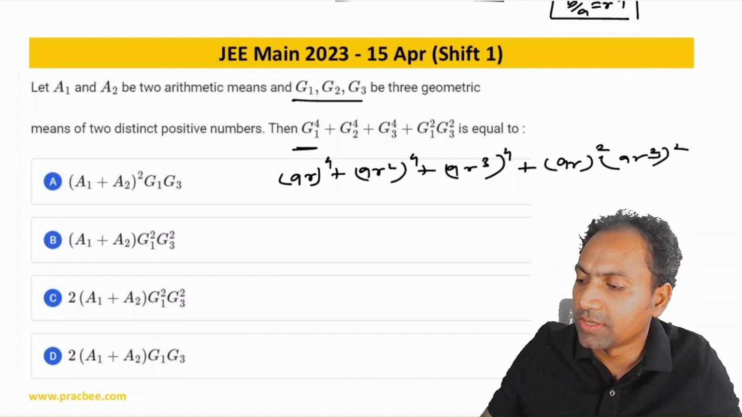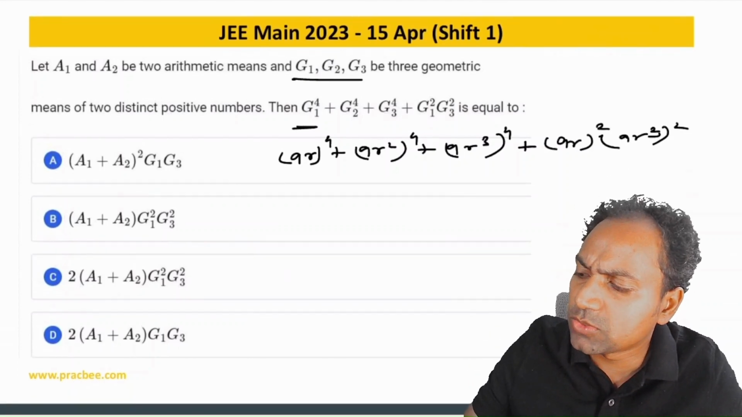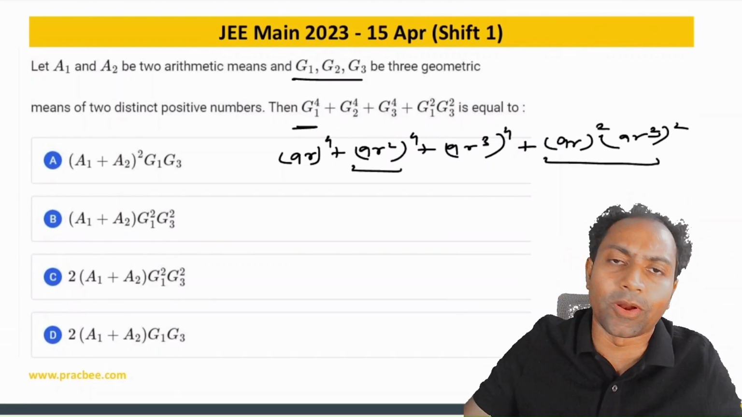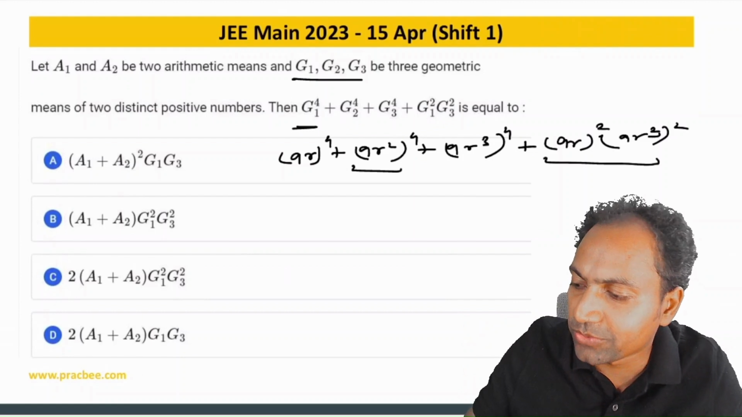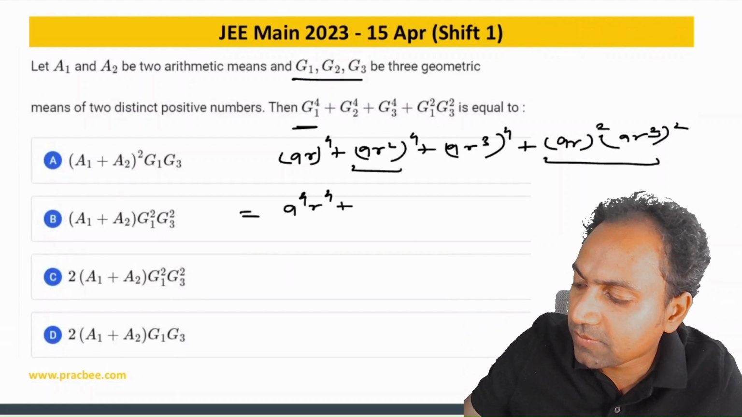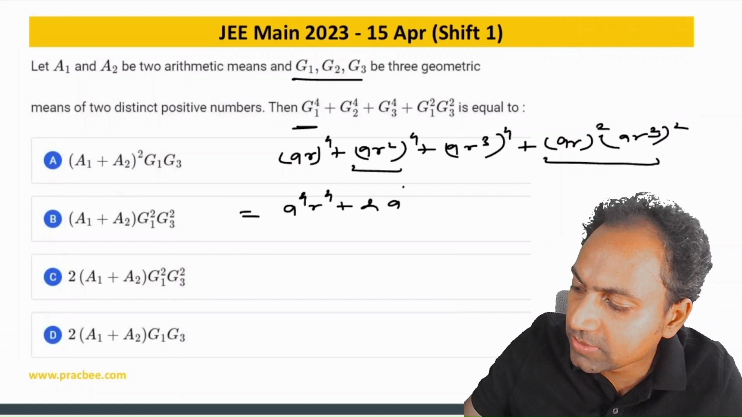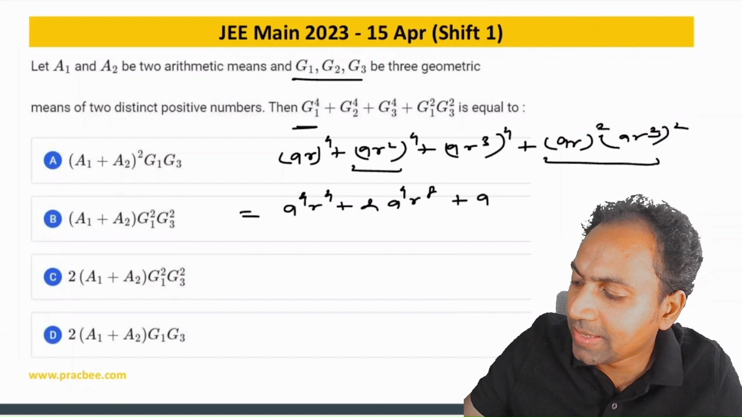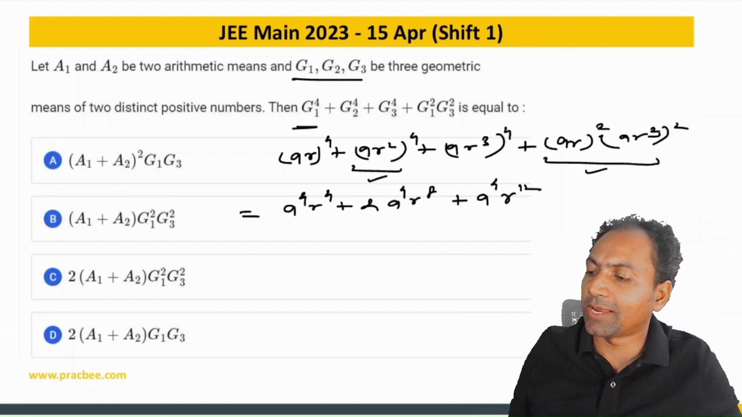Now why are we doing this? Because once you do this, you realize that this term and this term come out to be equal. It is bound to be. Using the property also we can conclude that. So now we have A raised to the power 4, R raised to the power 4, 2 times A raised to the power 4, R raised to the power 8, and A raised to the power 4, R raised to the power 2. This came because these two are equal. You can calculate and check.